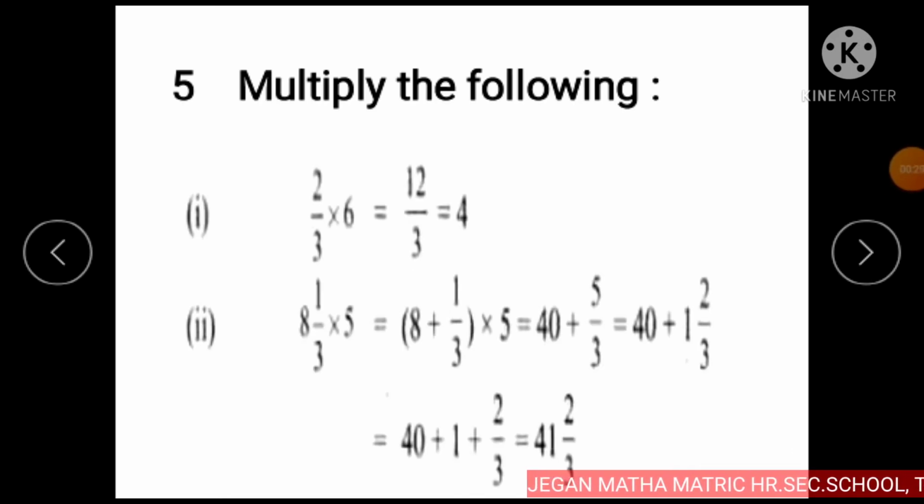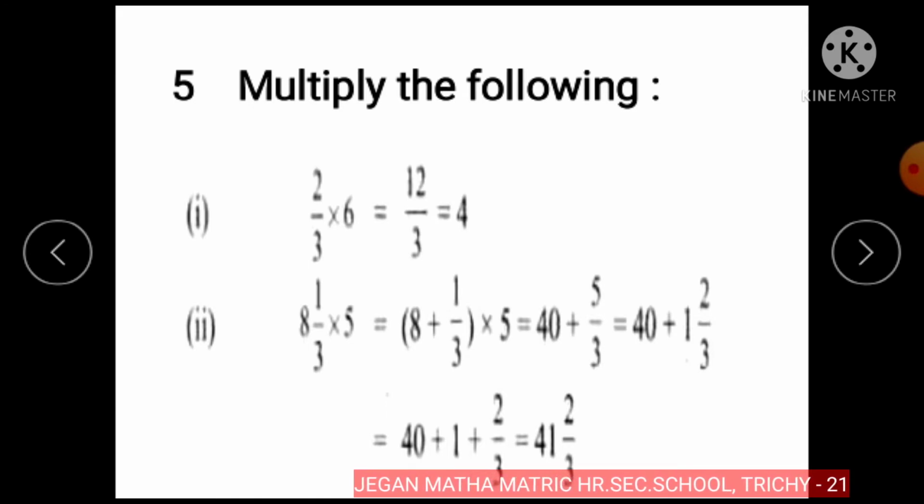Question number 5. Multiply the following. Subdivision 1: 2 by 3 into 6. Here 2 sixes are 12, 12 by 3 equal to 4. So the answer is 4.